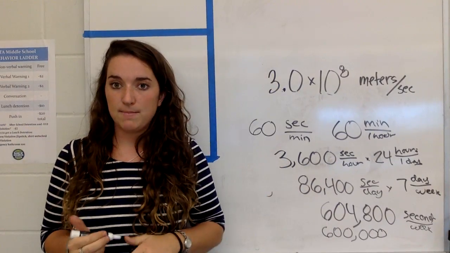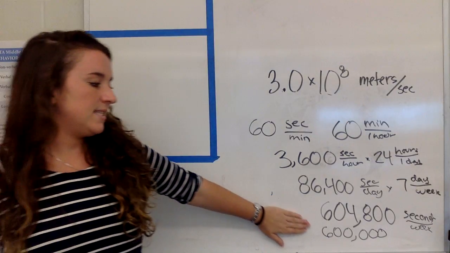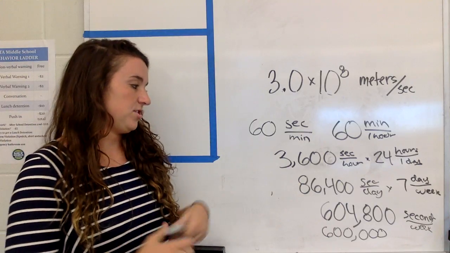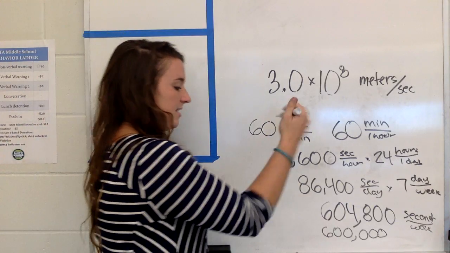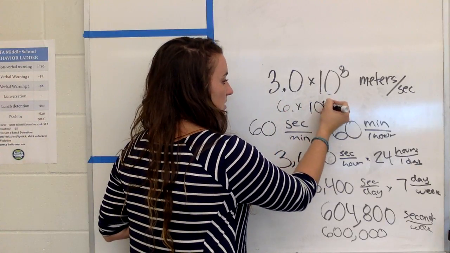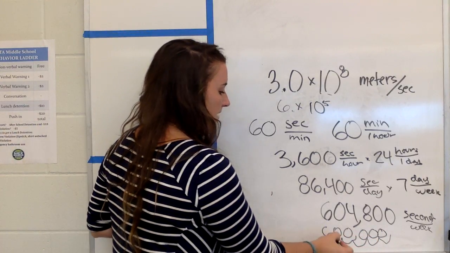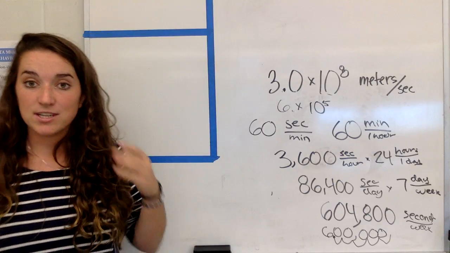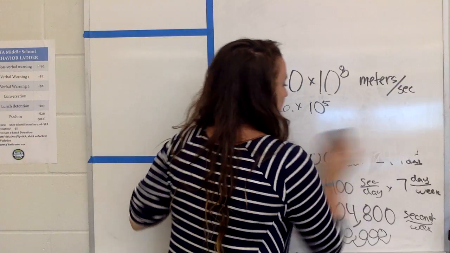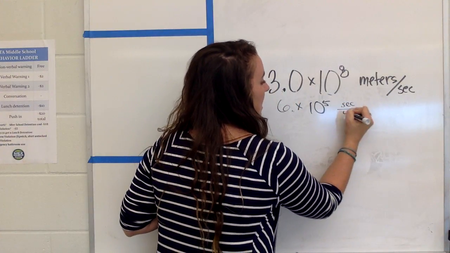What's different between the two numbers? Yeah, they're written in different forms. How can I convert 600,000 so that it's written in scientific notation? You will get 6 times 10 to the 5th. You get that because you have to move the decimal 1, 2, 3, 4, 5 times to put the decimal after the 6 so that your front number is between 1 and 9. So now here are my two numbers. I have the number of meters per second and the number of seconds per week.